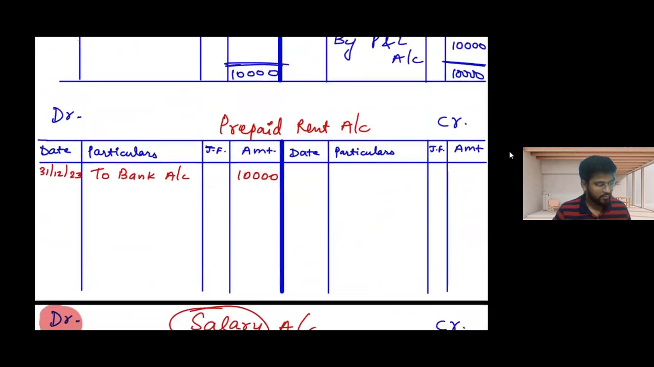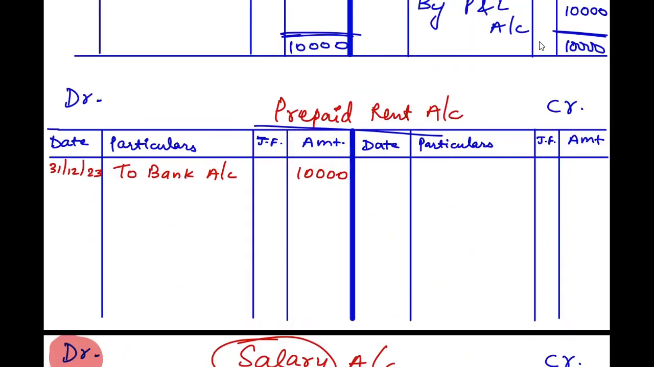Next, we have a prepaid rent account. What does prepaid rent account mean? That account where we have paid the rent for the coming year, but the benefit has not been received. So whenever the benefit will be received, we will expense it off. But right now it is just being paid, but the benefit I will get in the next year. So this is a balance sheet item. What I will do here, by balance carried down on 31st of December 23, that is of 10,000 rupees.